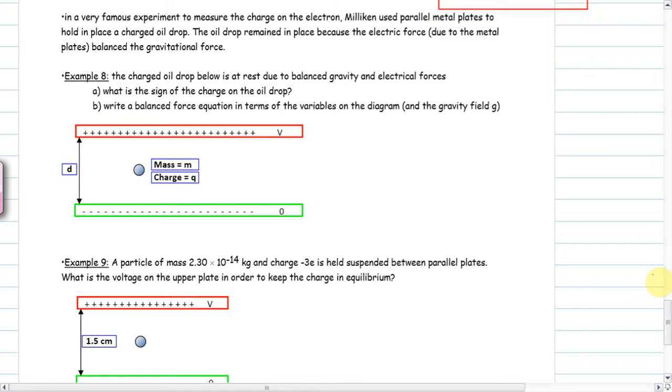So let's talk about the Millikan oil drop experiment. In a very famous experiment to measure the charge of an electron, Millikan used parallel plates to hold an oil drop in place. The drop of oil remained in place because the electric field of the plates balanced the gravitational force down. Can we do this? Well, we'd have to set it up.